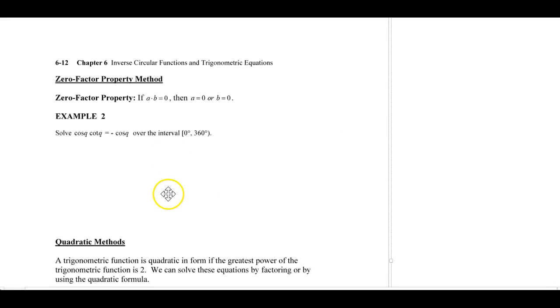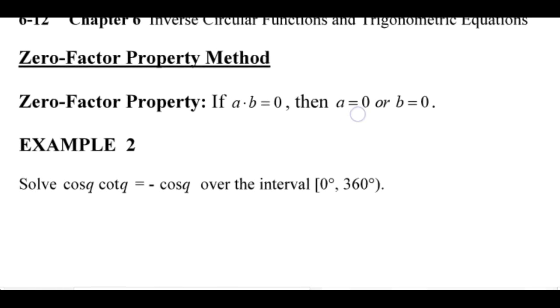Another important property in algebra for solving equations is the zero-factor property. The zero-factor property says that if we are multiplying two things, as we are here, and that product is equal to 0, then one of those factors must be 0. So usually, if we have something written in factored form and it's equal to 0, we set each of those factors to 0, and then we solve those factors for the variable.